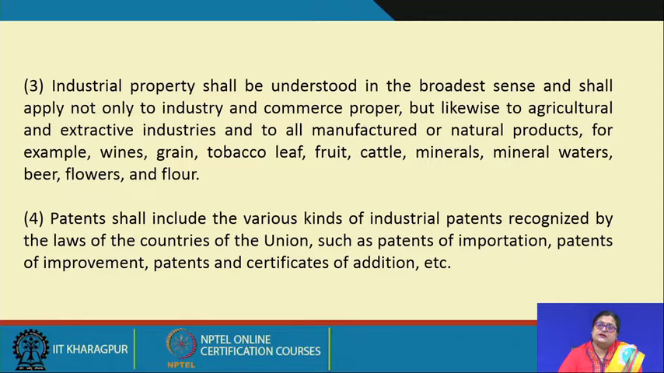Industrial property shall be understood in the broadest sense and shall apply not only to industry and commerce proper, but likewise to agriculture and extractive industries and to all manufactured or natural products, for example, wines, grains, tobacco leaf, fruit, cattle, minerals, mineral waters, beers, flowers and flour. So even if you are talking of industrial property, the definition is very wide and gives coverage to a wide gamut of things, starting from manufactured or natural products to agricultural and extractive products also. Patent shall include the various kinds of industrial patents recognized by the laws of the countries of the Union, such as patents of importation, patents of improvement, patents and certificates of addition, etc.